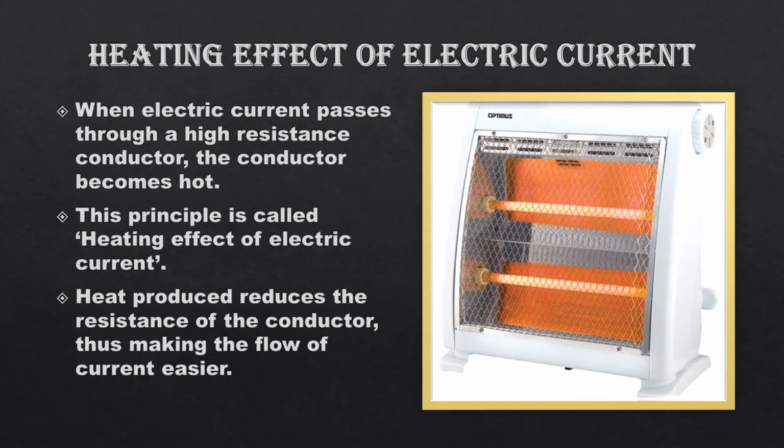Heat ಏನಕ್ಕೆ produce ಆಗಬೇಕು? Because heat will reduce the resistance of the conductor. If the resistance is less, current can flow through the conductor easily. When the resistance is less, current easyಯಾಗಿ flow ಆಗುತ್ತೆ conductor ಅಲ್ಲಿ. ಅದಕ್ಕೆ heating heat produce ಆಗುತ್ತೆ. All right.